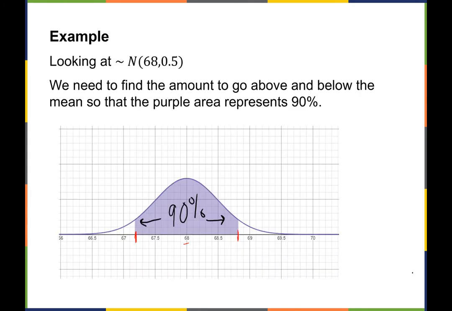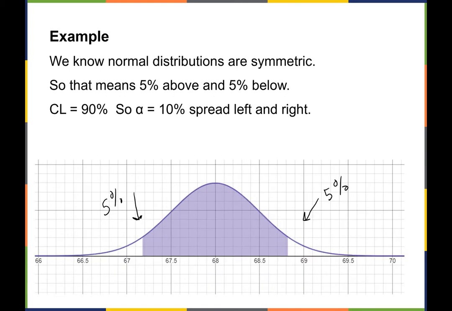So let's look at a normal distribution with a mean of 68 and a standard deviation of 0.5. What we need to do to find our confidence interval is find these edge values here and here so that 90% of our data is between them. Then we'll be 90% confident that the average of our exam scores will be between those two values. All right. We know normal distributions are symmetric. So if we want to be 90% confident, that means we need 5% to the left and 5% to the right and 90% in the middle.